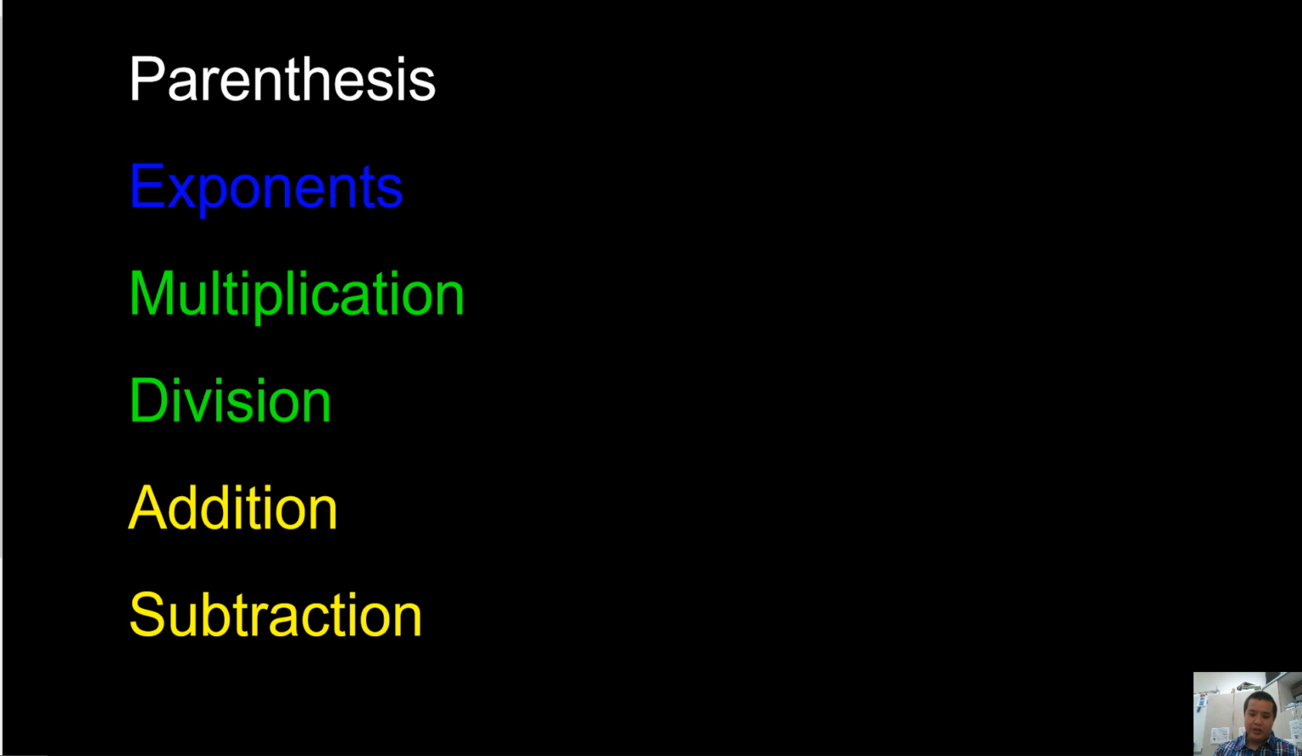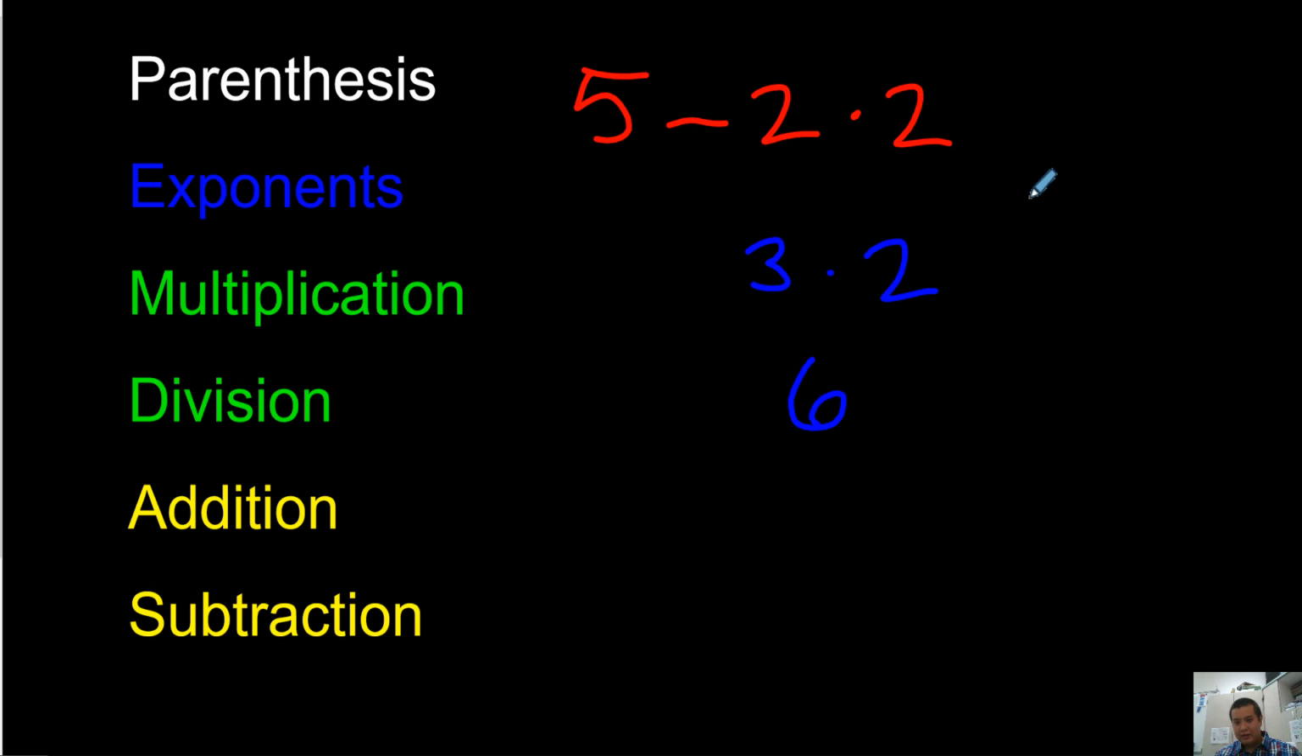Okay, so for example, if you were given the expression 5 minus 2 times 2, the incorrect way to do this would be to do 5 minus 2, which is 3, and then times 2, and then get 6. That's not correct. The reason for that is because subtraction is the last thing according to the order of operations, PEMDAS, as you might have remembered from last year. It is the last thing that you need to do inside an expression.